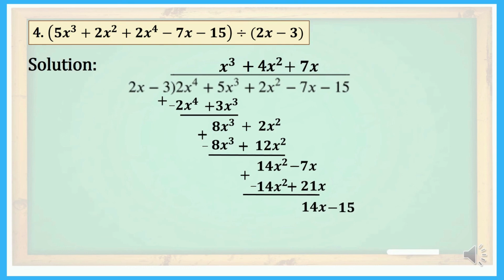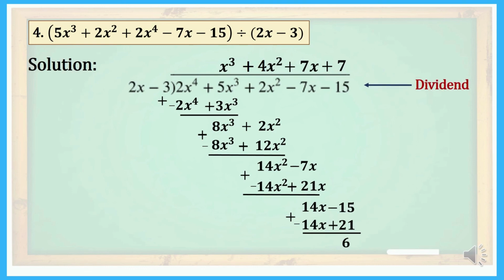Then 14x divided by 2x is 7. 7 times 2x is 14x, and 7 times negative 3 is negative 21. Then subtract. Change the sign of the subtrahend. This will become negative 14x, and this will become positive 21. Proceed to addition. So 14x minus 15 plus negative 14x plus 21 is positive 6. So the remainder is positive 6.